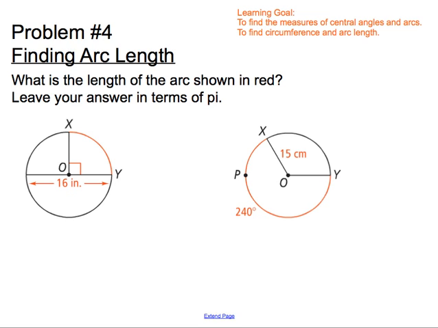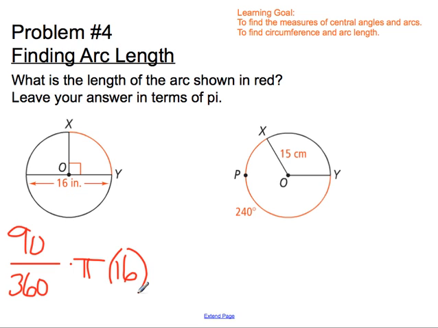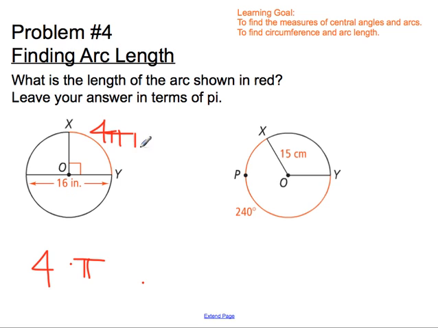So in this first case, we have a 90-degree angle. So we're going to take the measure of the arc that we're looking for, divide that by 360, and we're going to multiply that times the circumference of the circle. In this case, since we have a diameter, I'm going to use pi times the diameter, or pi times 16. So the first thing I'm going to do is reduce that fraction. 90 over 360 reduces to 1 over 4. And continuing to combine like terms, 16 times 1/4 gives me 4. So this arc length is 4 pi inches.